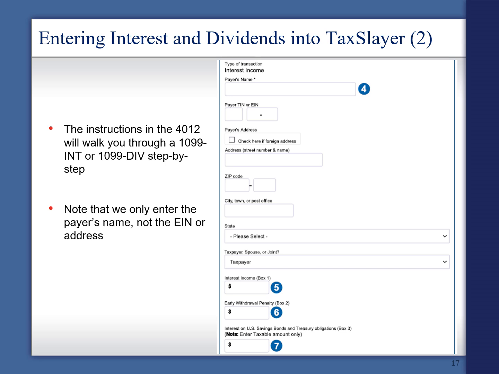Always enter tax-exempt interest or dividends. This may affect the amount of Social Security income that is taxable or the amount of the premium tax credit.